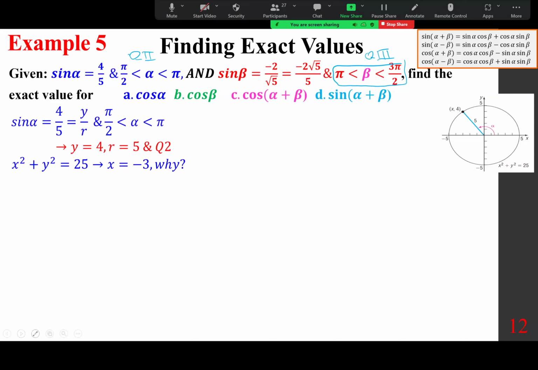So let's just write it down, if I have enough room here. X squared plus 16 equals 25. X squared becomes 9. X is plus or minus 3, and negative 3 because of the quadrant. Because of the quadrant, cosine is x over r, negative 3 over 5. We're done.